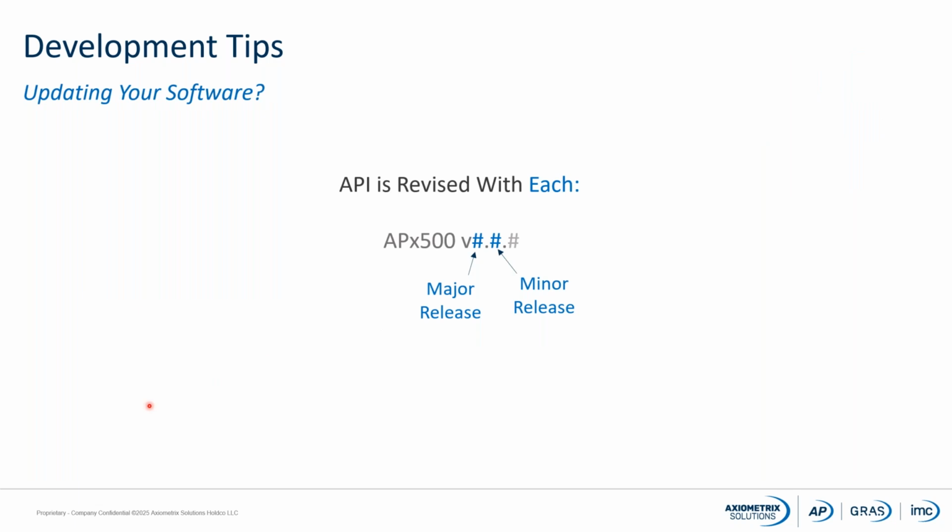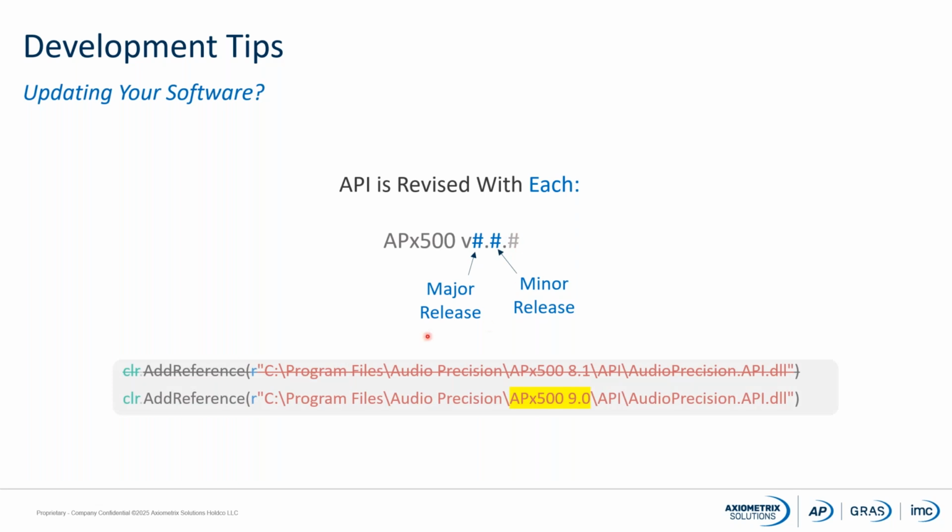If you're updating your software, say you've been using version 8 and you want to go to 9, note that the API is revised with each major and minor release of software and not with the point releases. So what you'll need to do at minimum is delete your old API reference and add the new one.